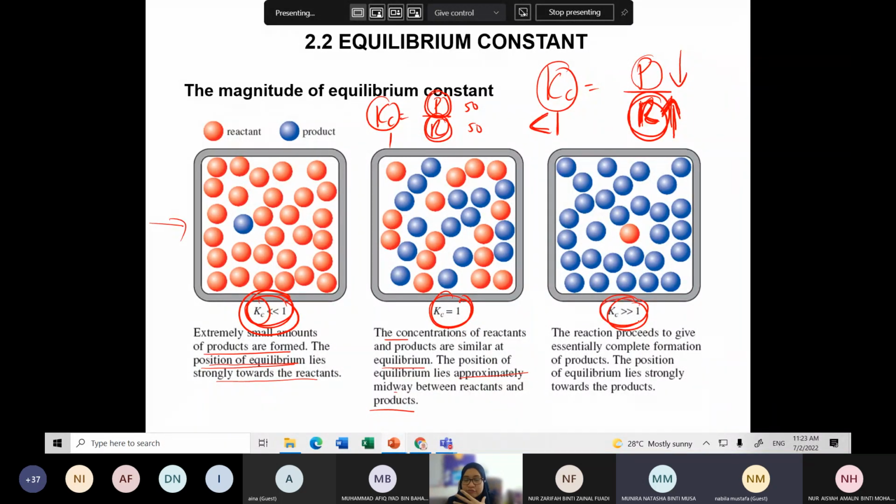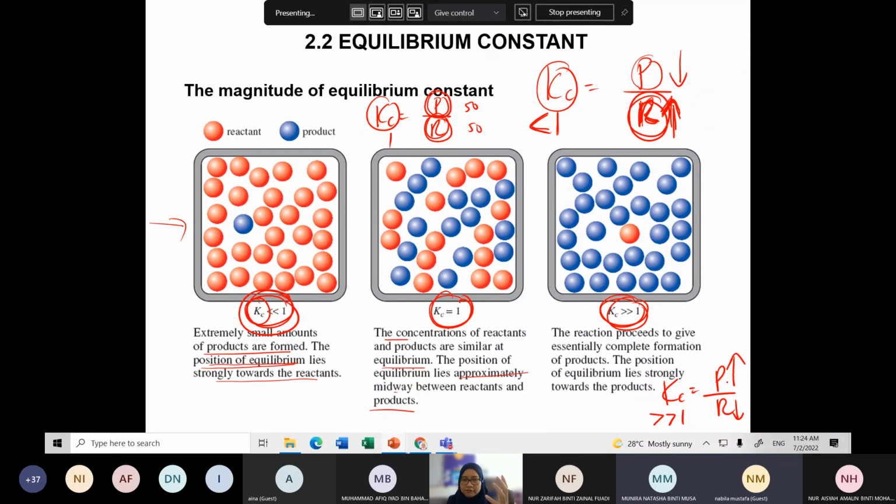Okay, alright, so KC is more than 1 guys. KC is way larger than 1. Sama juga, KC is equal to product over reactant. So how do we get KC more than 1? That means the concentration of reactant is very low, but the concentration of product is very, very high. That's the only way for you to get the value of KC more than 1. Mathematically lah value dia. Okay, how do we describe in terms of position of equilibrium? Maksudnya, at equilibrium, kita akan dapat banyak concentration of product.